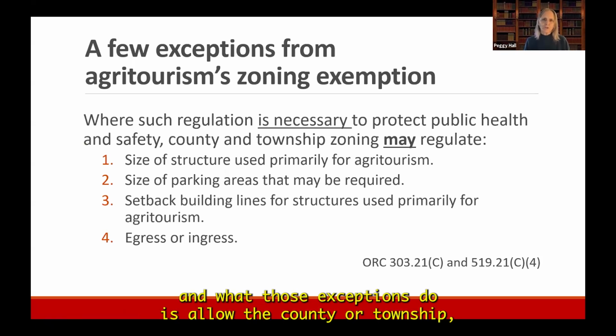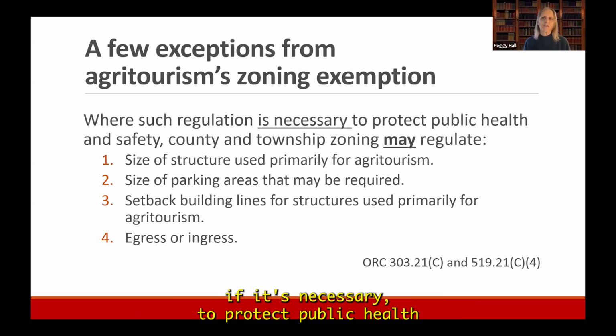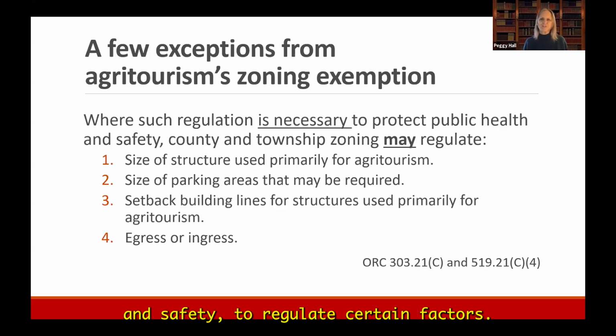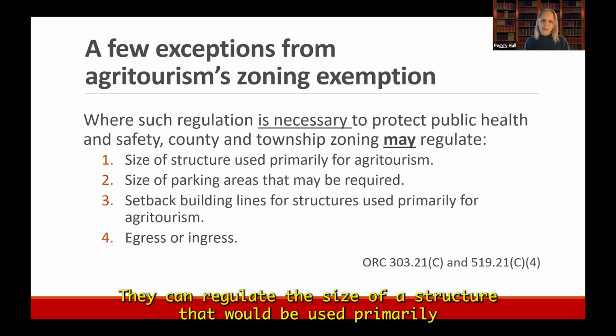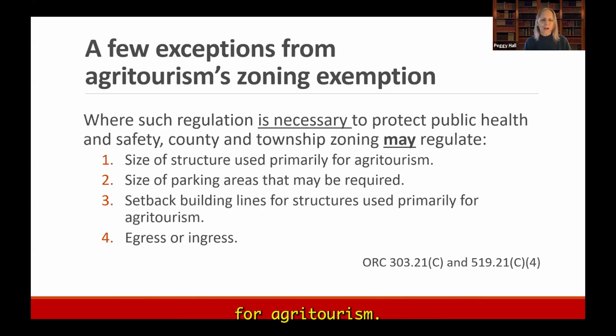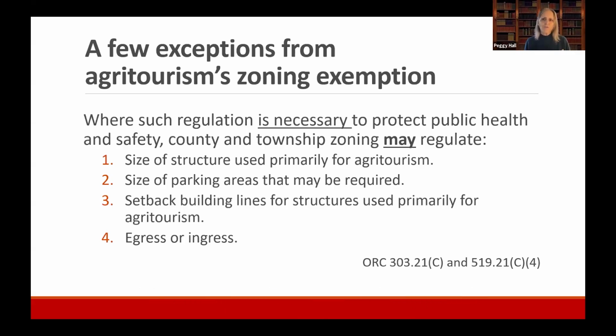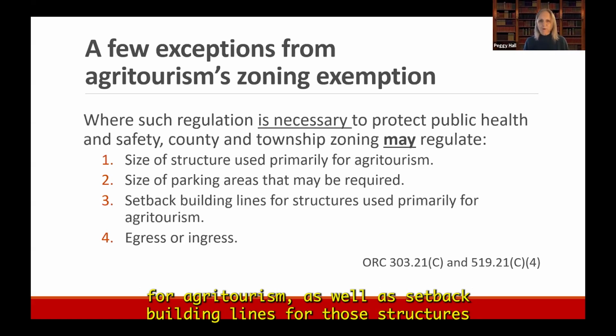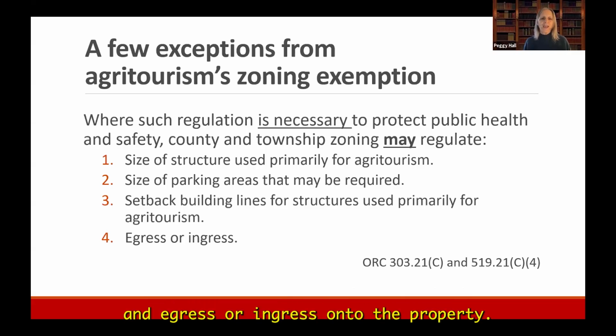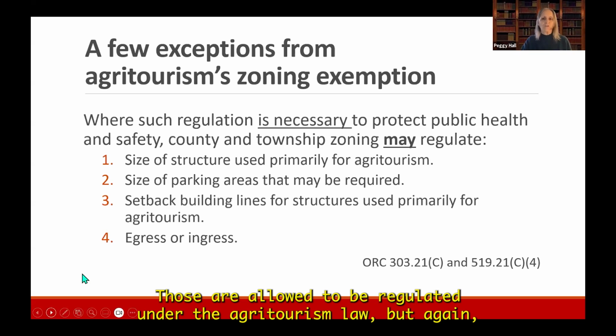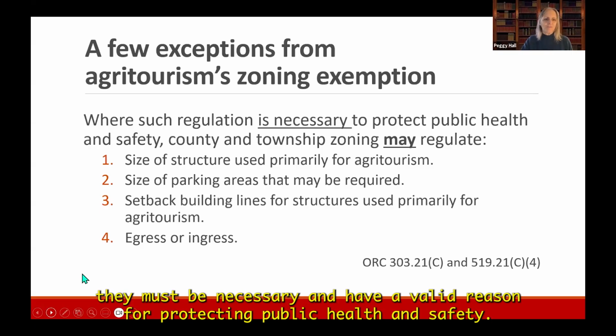And what those exceptions do is allow the county or township, if it's necessary to protect public health and safety, to regulate certain factors. They can regulate the size of a structure that would be used primarily for agritourism, the size of parking areas that might be necessary or required for agritourism, as well as setback building lines for those structures, and egress or ingress onto the property. Those are allowed to be regulated under the agritourism law, but again, they must be necessary, have a valid reason for protecting public health and safety.